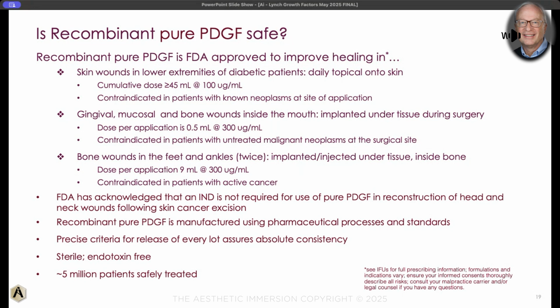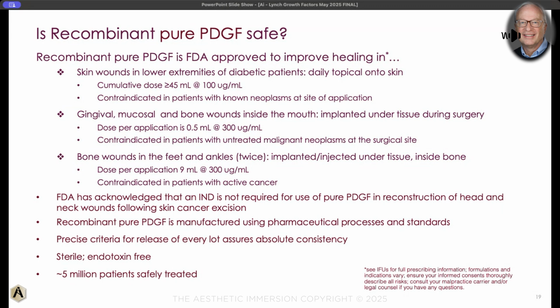So in other words, just to look at the oral surgery product, again, it's contraindicated in patients with untreated, and this one blows my mind, untreated malignant neoplasms at the surgical site. And then the third and fourth FDA approved products are contraindicated in patients with active cancer. So in each case, you're looking for known cancers at the site of application.